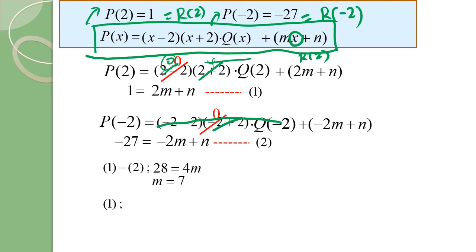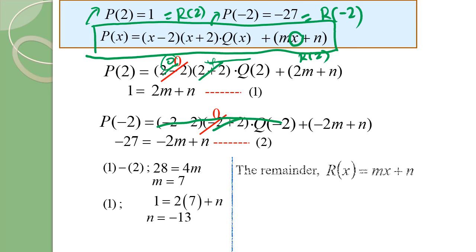To find the value of n, we can substitute into equation 1. So 1 equals 2 multiplied by 7 plus n, so n equals negative 13. We haven't finished yet. We have to substitute the values of m and n into the form of the remainder for the quadratic divisor. So it will be 7x minus 13. This is our answer: the remainder when it's divided by the quadratic x squared minus 4, which is in linear form. Okay, let's try another example.